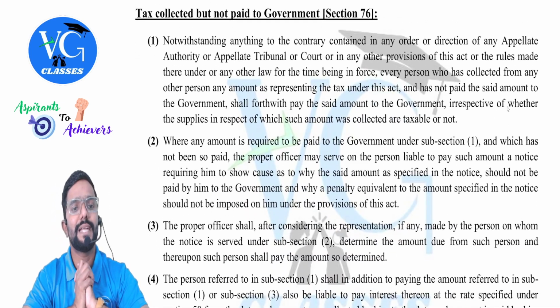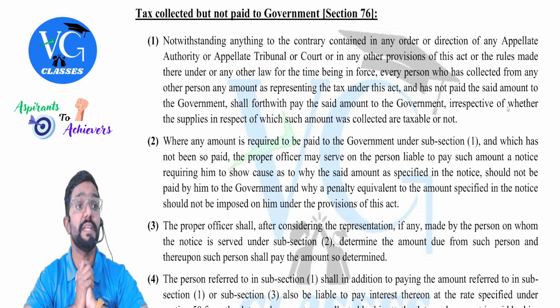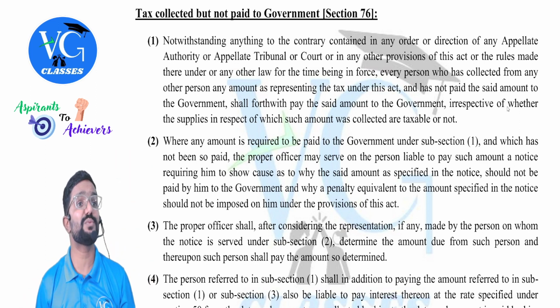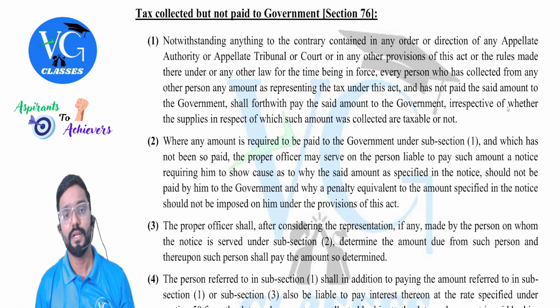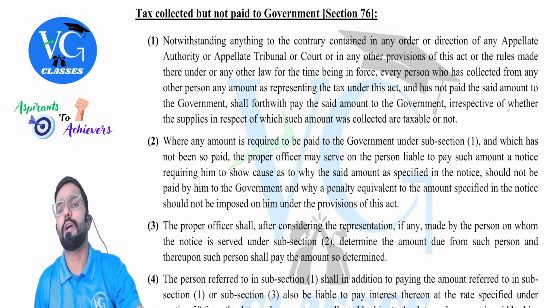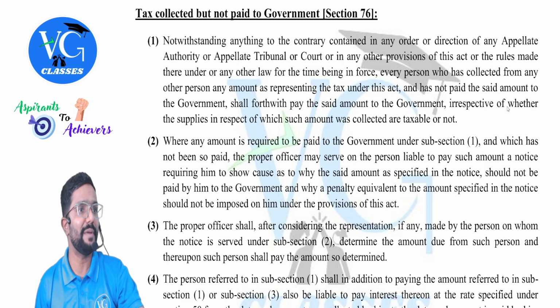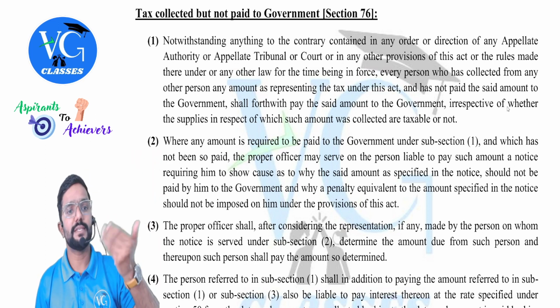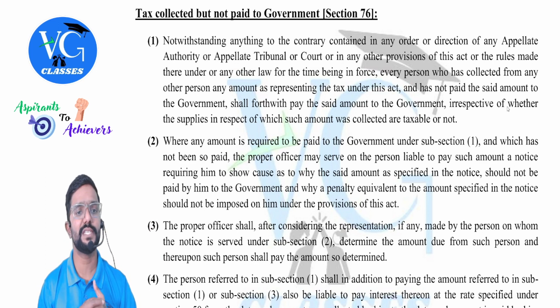76. Tax collected but not paid to government. Section 76. Guys, this is a serious offense. Above also we discussed in section 73 as well as 74A about it. But they have also given a separate section for it. What did we already discuss? I will just tell you. Assume I have collected tax from my recipients, but I have not remitted to the government. In that case, if I don't pay it within 30 days from the due date of payment, they are telling penalty will be levied. Plus, now we have a separate section for it. What is it telling? We will see.